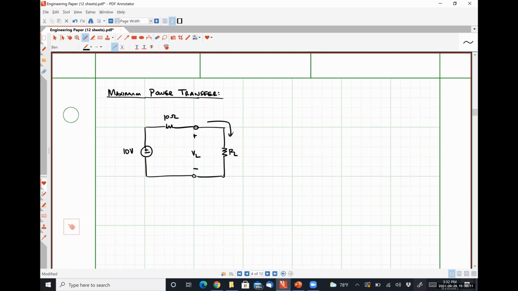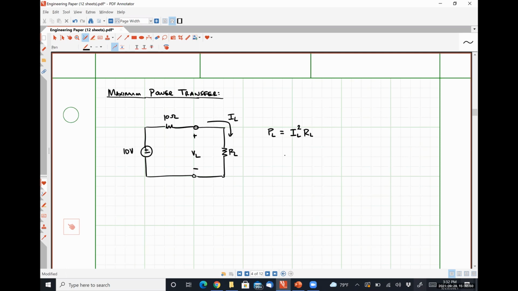So the power absorbed by the load resistance, PL, is simply the current flowing through that load resistance squared multiplied by the load resistance itself, right? I squared times R is the power absorbed by a resistor. Everybody okay with that? Could also potentially do V squared over R, but that's not how I have it written in my notes.